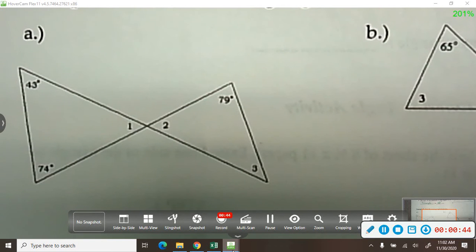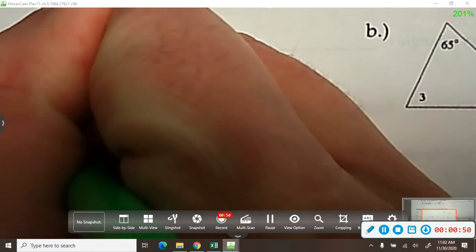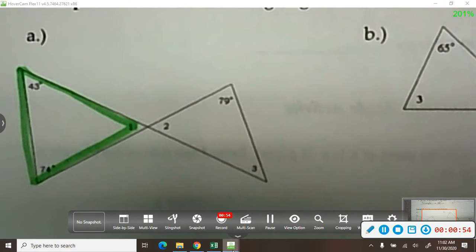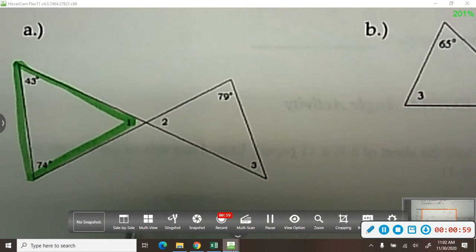So here, on this example, notice I have two triangles. So I start off with this triangle. And so I have two of the angles. I need to find the third angle, angle 1.